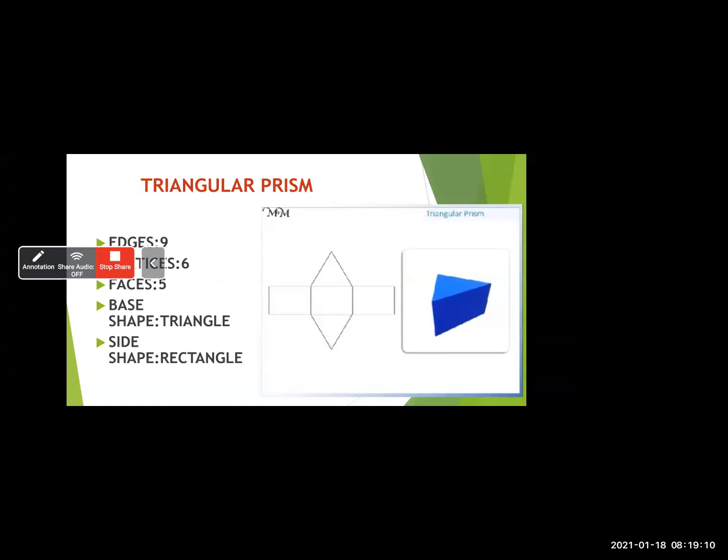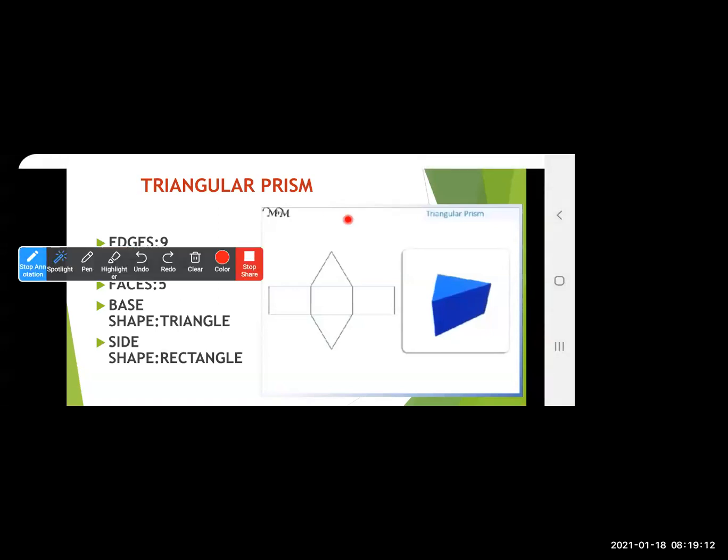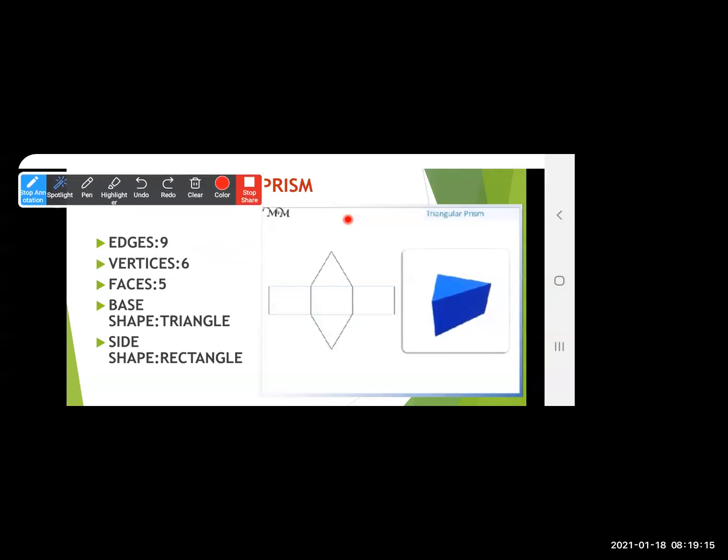Now let's see how the faces are five. Here one, two, three rectangle, fourth and fifth. So there are five faces. Let's begin. So this is a triangular prism. To both the sides there is a triangle and three rectangles are there.